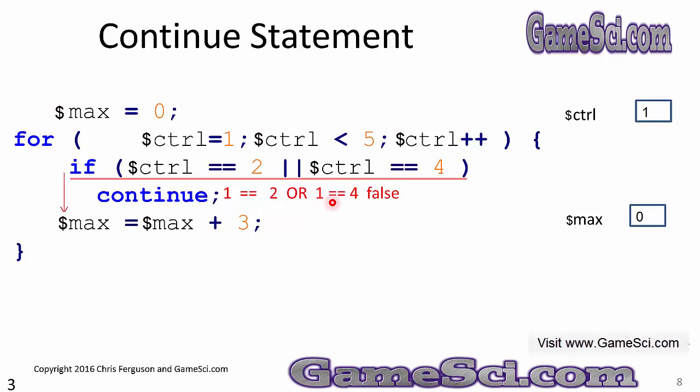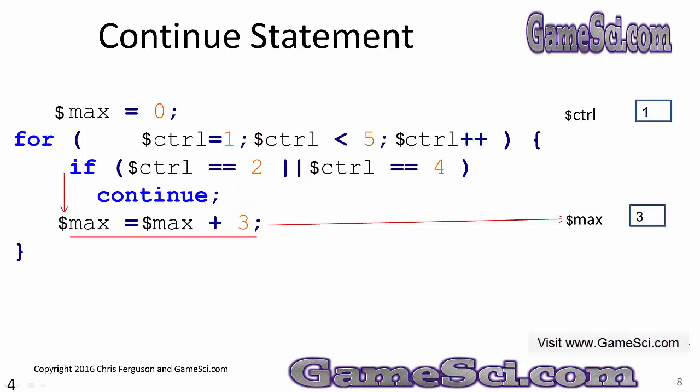Or 1 equal to 4. They're both false. When both sides of an OR are false, what happens? The result of the OR is false. So this statement evaluates out to be false. And when it's false, it will skip past the continue and go to the line that starts with max equal. Because it is false, we will skip past the continue and execute the line max equals max plus 3. 0 plus 3 is going to be a 3, and you can see the variable max is changed when this line of code executes.